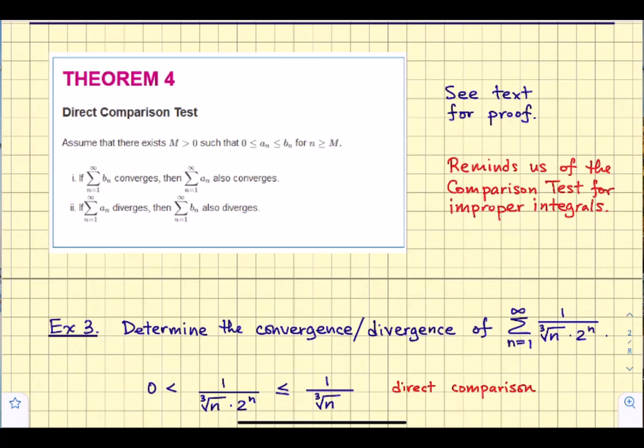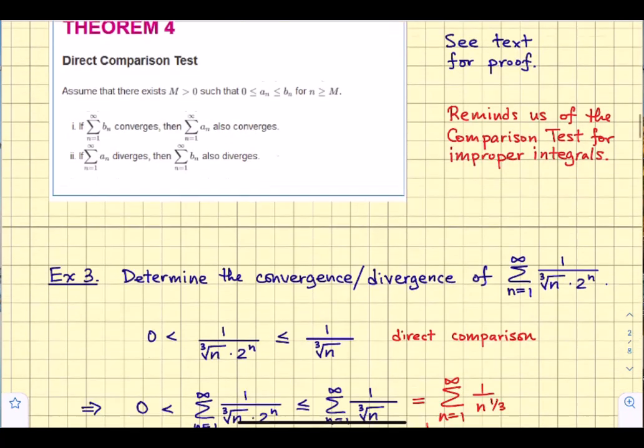The idea there was if you have everything that's positive or at least non-negative, and you have this sort of sandwiching effect, if the sum of the b sub n's converges, then the sum of the a sub n's must be less than or equal to it, and they're all positive, so this must converge also. On the other hand, if the a sub n's are bigger than the b sub n's, then the sum of the a sub n's must be bigger, and so if the sum of the b sub n's diverges, the sum of the a sub n's diverges also. For a careful proof, see the text, but this definitely reminds us of the comparison test for improper integrals.